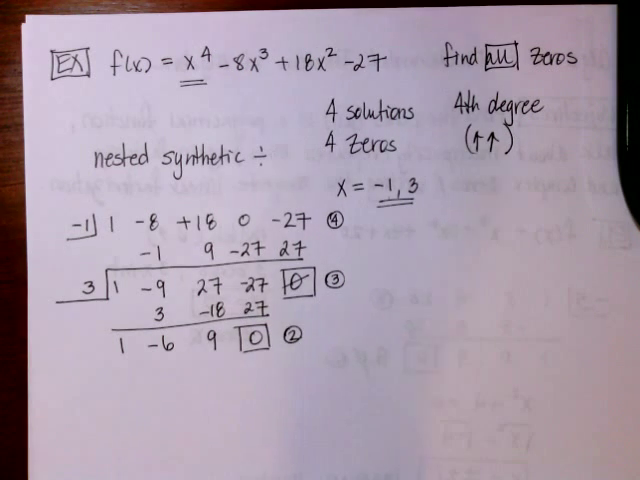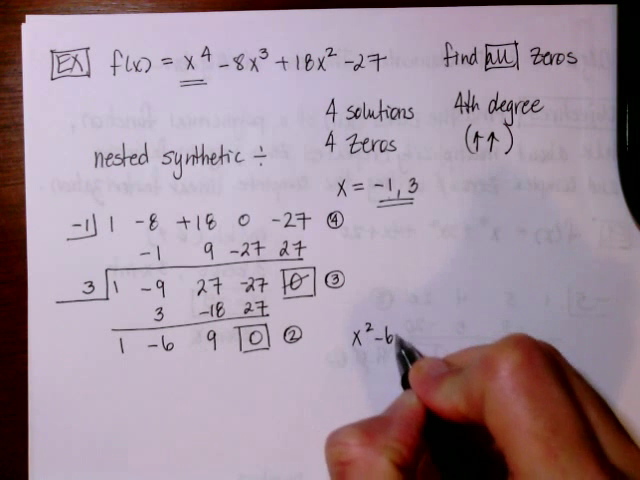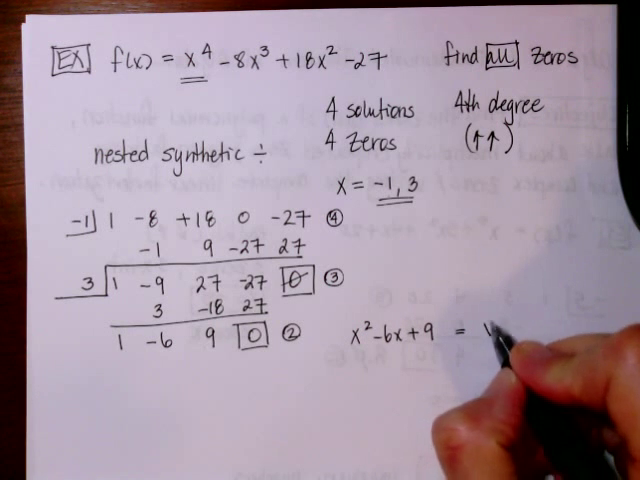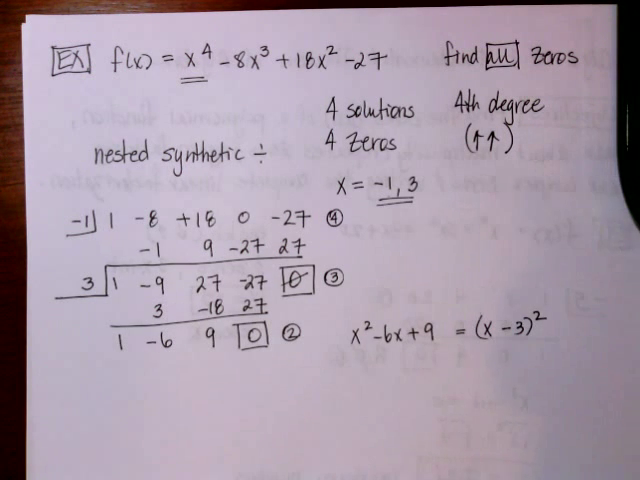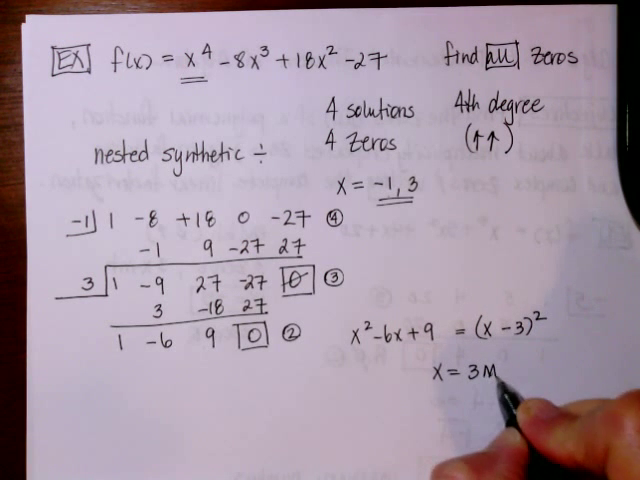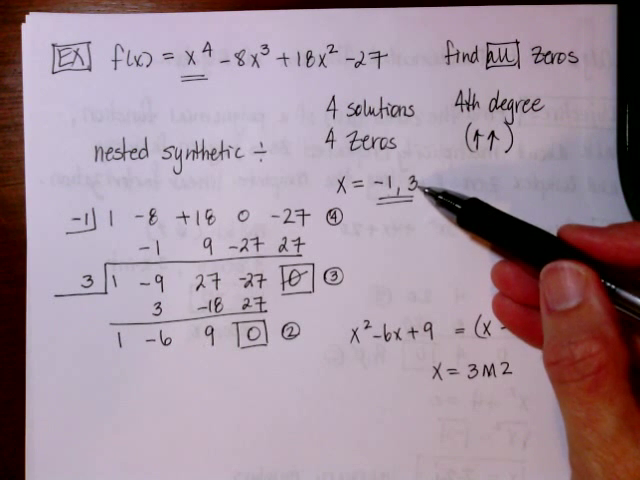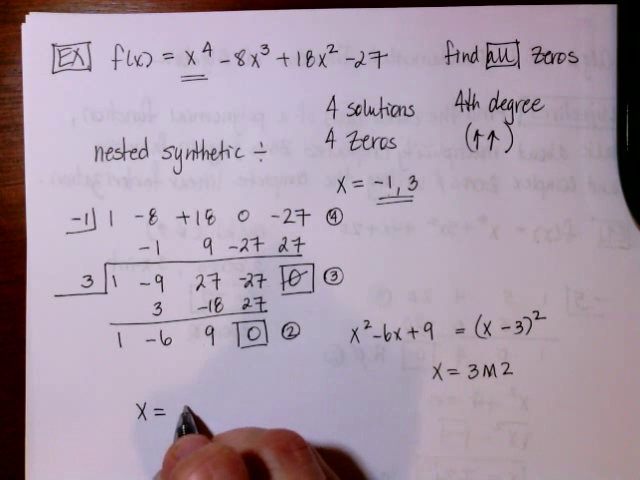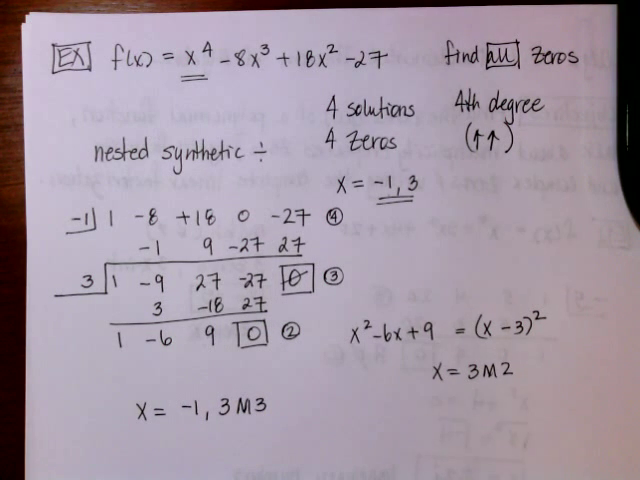So now I'm down to a 2nd degree, which means that I can factor this to solve. So this is x squared minus 6x plus 9. This is a perfect square trinomial, so this is x minus 3 quantity squared. Well, I was missing 2 zeros. Here are my 2 other zeros. So now I have x is equal to 3 with a multiplicity of 2. But I also had a 3 up here on the top. So now if I list all of my zeros, I would say that I have x is equal to -1 and 3 with a multiplicity of 3.